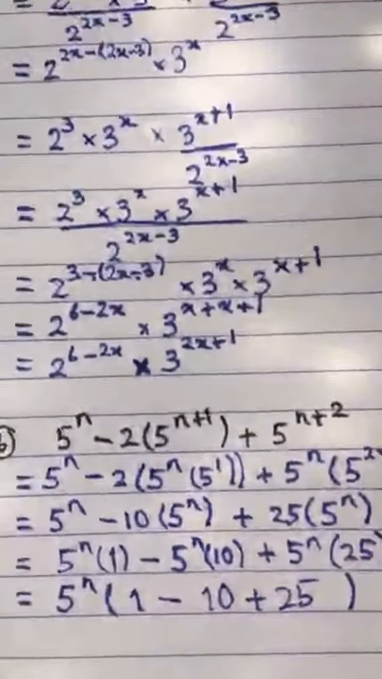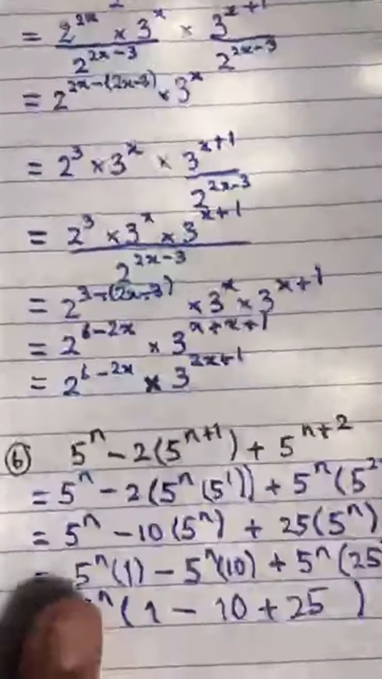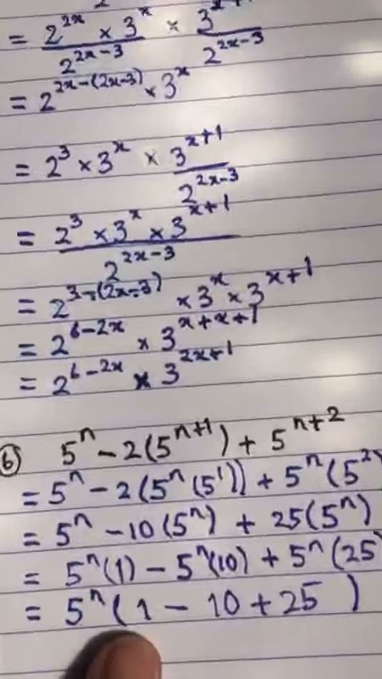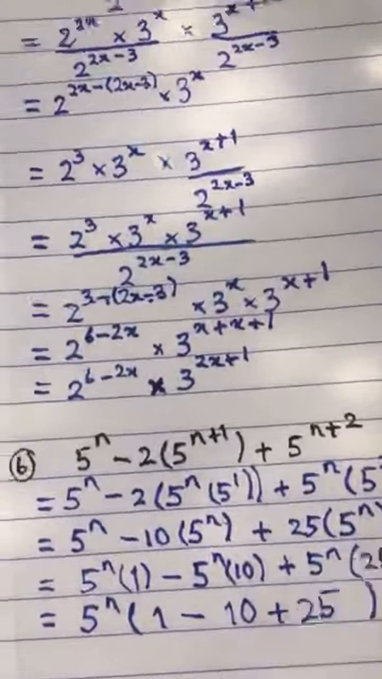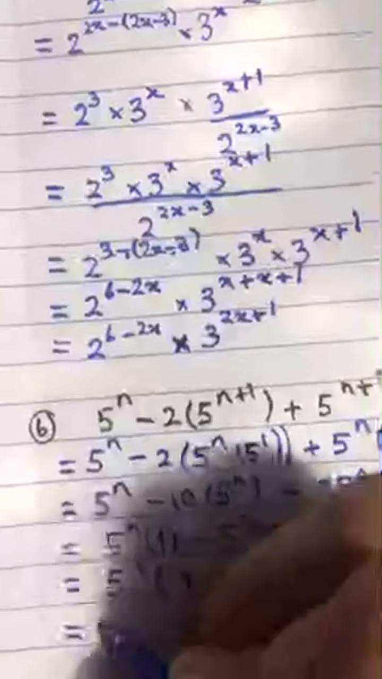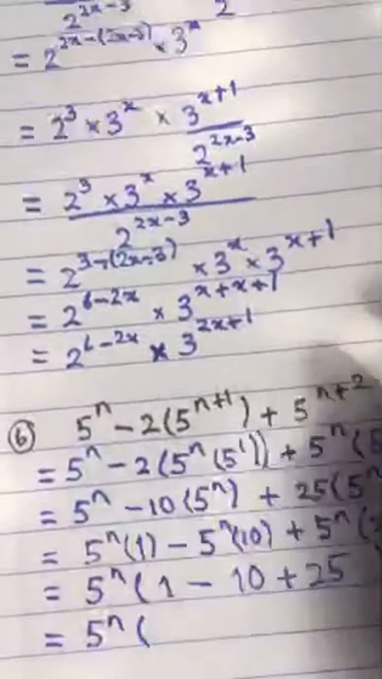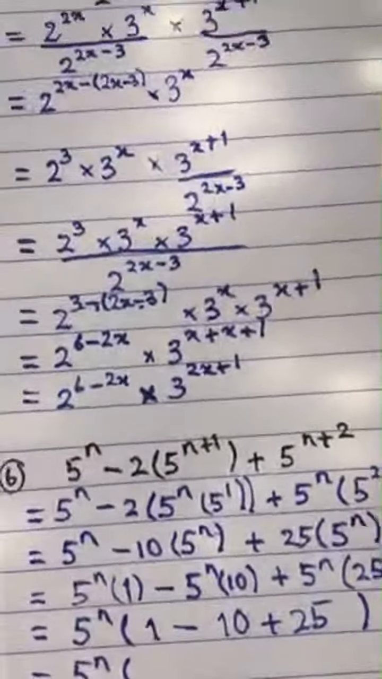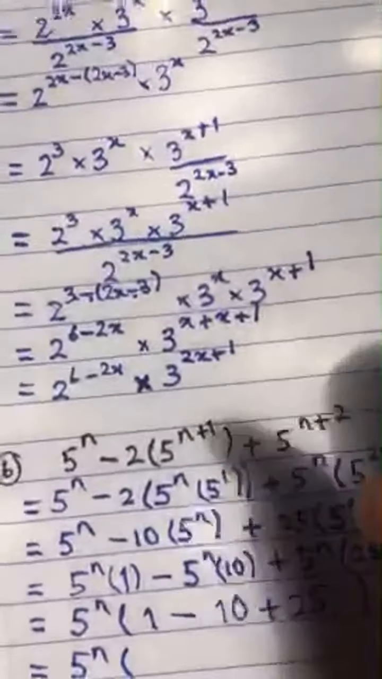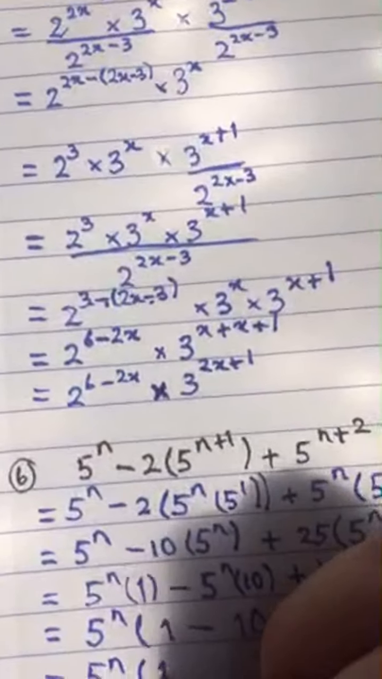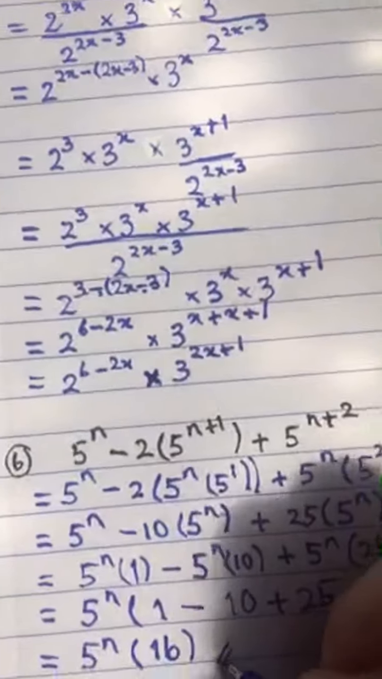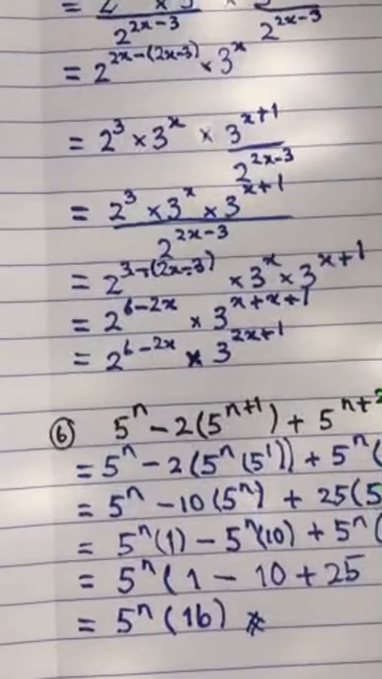So this is what you get when you factorize the whole thing. You pull out 5 power n, so you're going to have bracket 1 minus 10 plus 25. So the answer will be 5 power n, okay, 1 minus 10 plus 25. So 26 minus 10 will be 16. So this is the final answer, which is simplified.